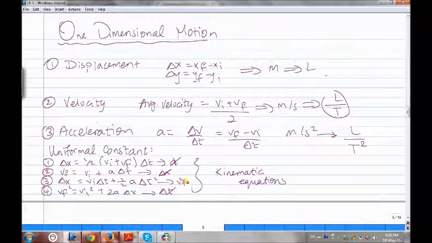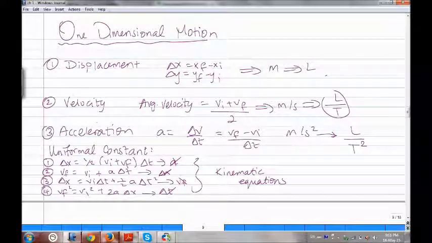So let's start with the first. We have delta x equals half, open brackets, vi plus vf, times delta t, which is the time. In this kinematic equation, the acceleration is not there. For the second one, we have vf equals vi plus the acceleration times the time. Here the delta x, which is the displacement, is not included.